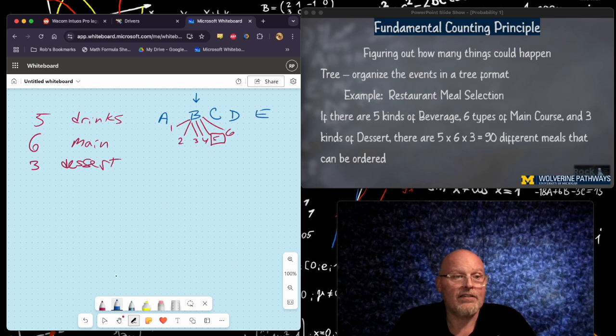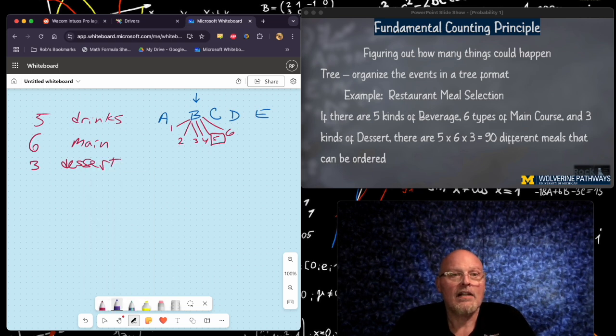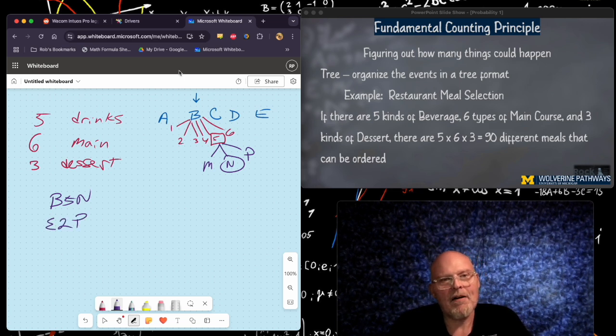Now your meal is done, and they come around and ask if you'd like dessert, and of course the answer is yes. So we have 3 different types of dessert, M, N, and P. If we started looking at all the different ways that we could order a meal, we chose B5N, right? Somebody else could have chosen E2P, right? And how do we figure out how many of those there are? There's obviously a whole lot of them.